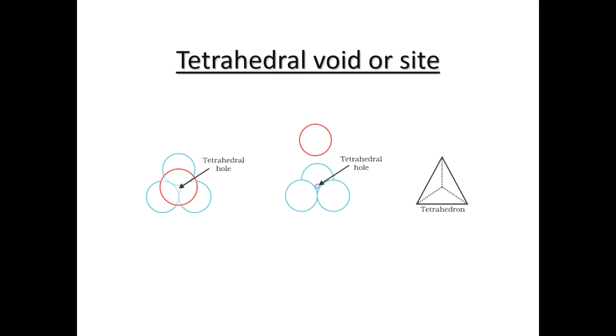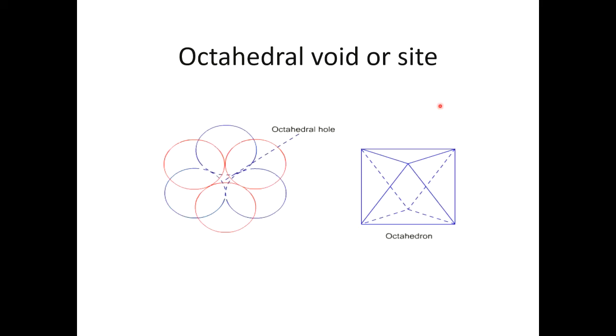Next is the octahedral void or site. Octahedral means 6 lobes, 1, 2, 3, 4, 5, 6. Three in the first layer and three in the second layer make the octahedral void. These atoms are arranged in the shape of an octahedron. So it's known as the octahedral void or site.